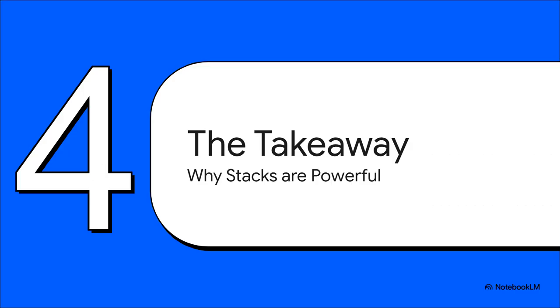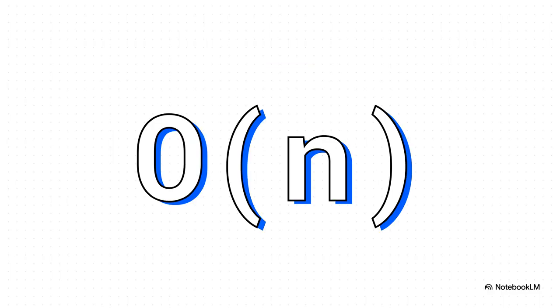Okay, so let's just pause for a second. We just solved two problems that look totally different on the surface, but we used the exact same fundamental tool. Let's talk about why the stack is so darn effective for this. First off, the payoff is huge. Both of these solutions run in what we call O of n, or linear time. All that means is that they're incredibly efficient. We only have to look at each character in the string one time. Just a single pass, no going back, no rechecking. As the string gets longer, the work grows in a perfectly straight line. And in computer science, that's pretty much the gold standard.